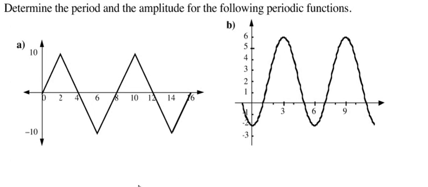Determine the period and amplitude for the following periodic functions. Okay. If we consider this to be the starting point, then a complete wave has a top and a bottom and back to the middle. This is the end of the first cycle, not here.